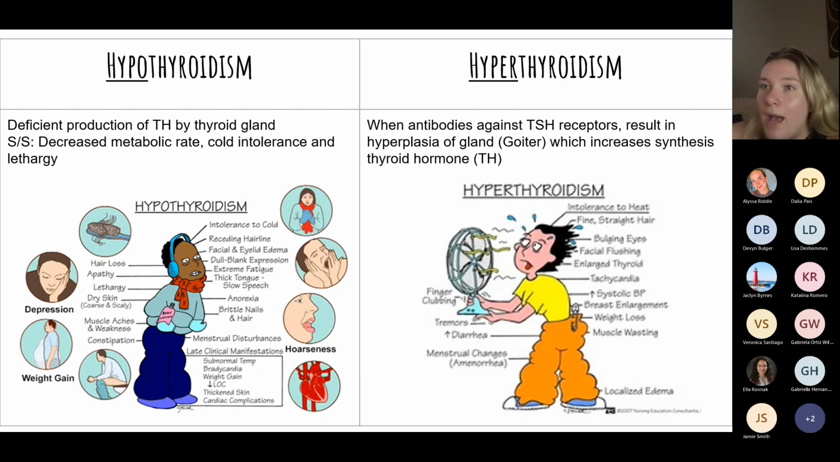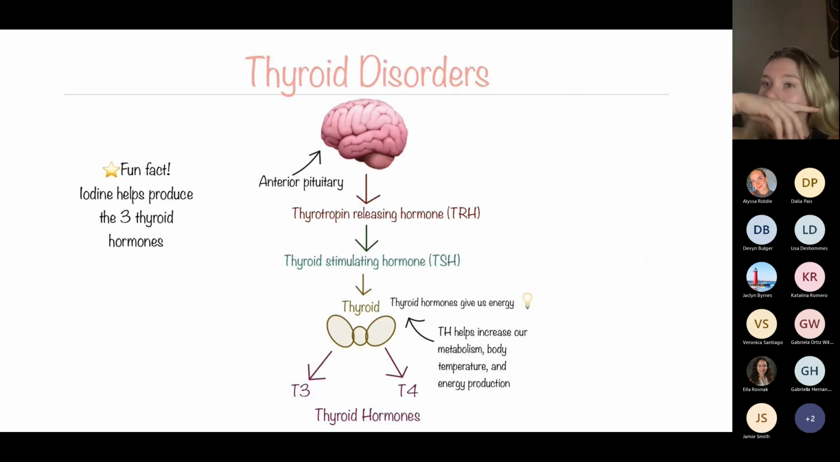Now, I do want to go back to this slide and I want to point a few things out. So, my brain releases TSH. If my body senses that I don't have enough thyroid hormones and I don't have enough energy, it's going to release TSH. Thyroid stimulating hormone acts on the thyroid. And after acting on the thyroid, it's going to produce T3 and T4, our big energy items.